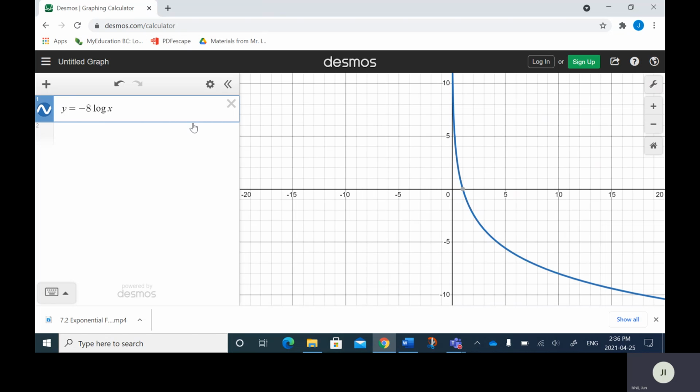The other thing I want to point out is that, like I said in the lesson, whether it's log x or ln x, the shape is slightly different, but the characteristics are still the same. The x-intercept is still at 1 for negative 8 ln x. If I change that to 2 ln x, you still see that it's at 1, 0. So log functions, whether it's log or ln x, you're always going to have an x-intercept at 1, 0.